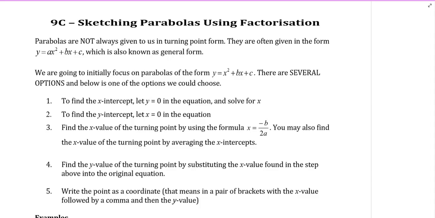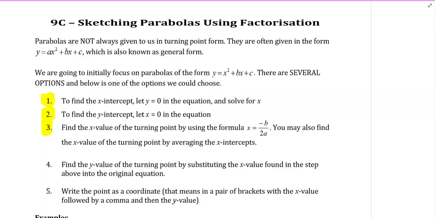So step number 1, you want to find the x-intercepts. That means you let y equal 0, factorize and solve your quadratic for x. Then you also want to find your y-intercept by letting x equal 0. Then you want to find your turning point, because that's an important feature of a parabola. There are two ways you can find the x-coordinate of your turning point.